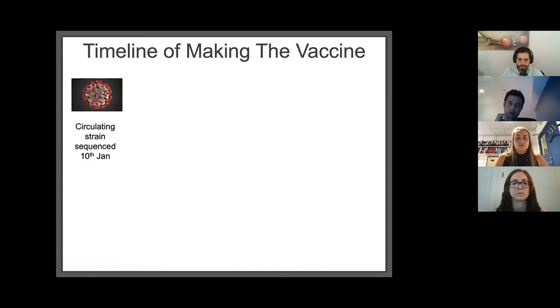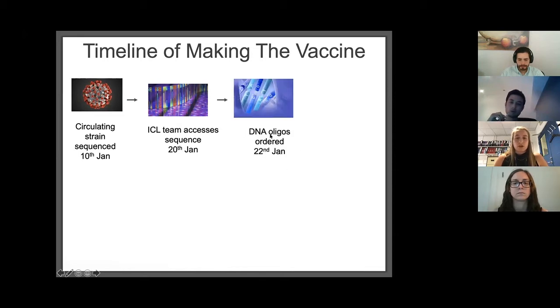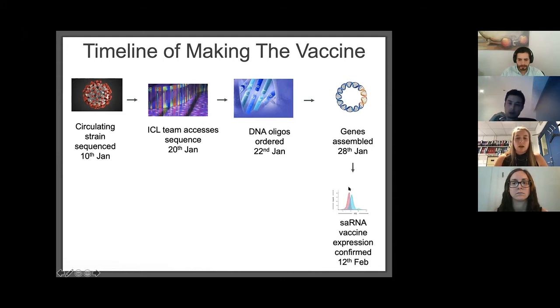What I think is really interesting to highlight about these vaccines is just how quickly you can do this. So on the 10th of January, the circulating strain was sequenced. We accessed it on the 20th of January. We were then able to order DNA oligos, which is how we make our construct, on the 22nd of January. We received and assembled the new plasmids on the 28th of January. We were then able to make RNA and confirm expression by the 12th of February. So then the next day, we started our immunogenicity studies in mice.